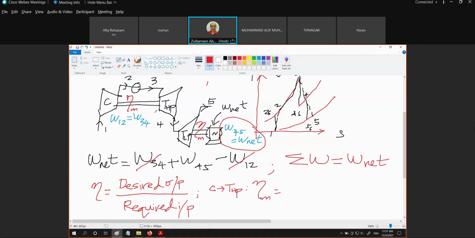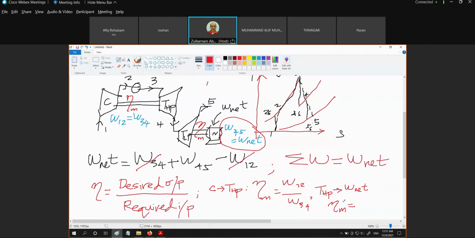So if we look in terms of the definition of efficiency, now we are going to have W12 divided by W34. While for the turbine high pressure to the electrical generator, which is our W net, if we apply the same definition, what do we have? As far as mechanical efficiency is concerned.